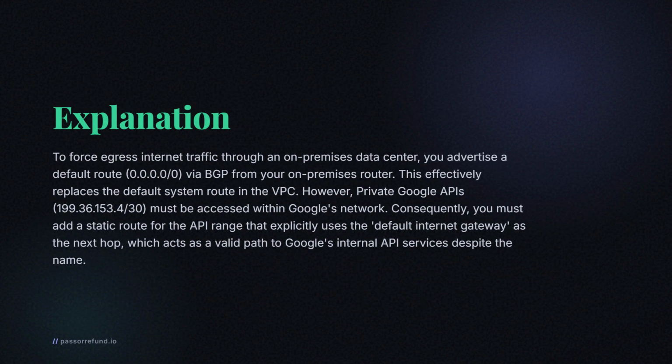The best choice is C. So, to force egress internet traffic through an on-premises data center, you advertise a default route, 0.0.0.0/0, via BGP from your on-premises router.